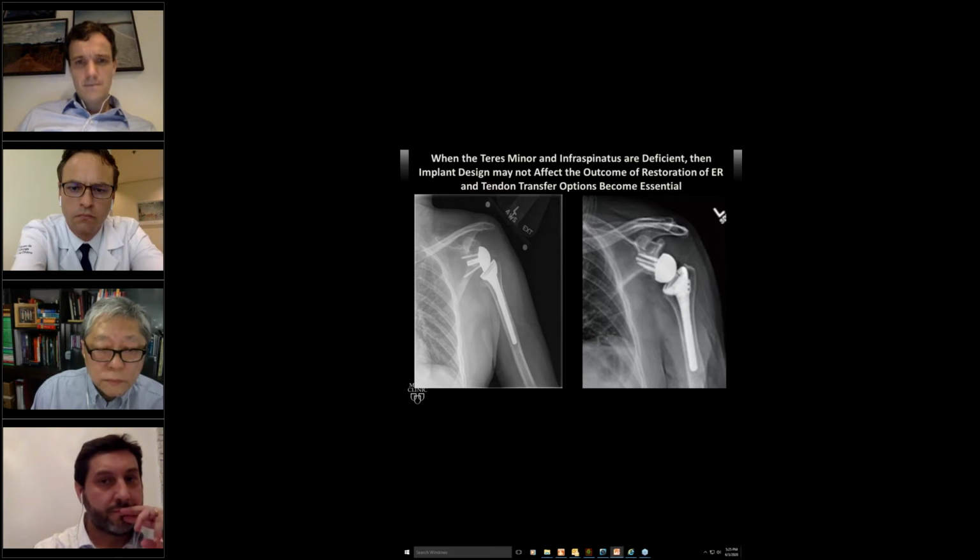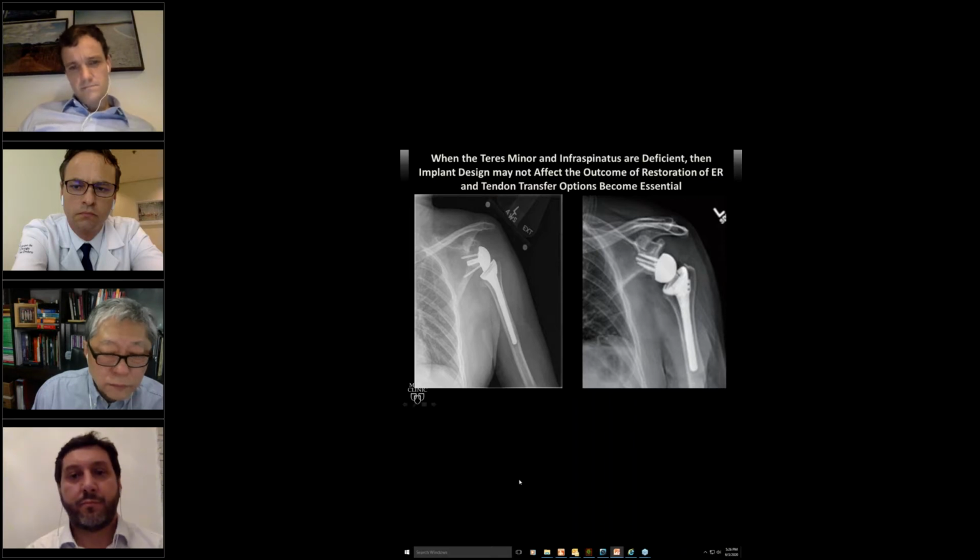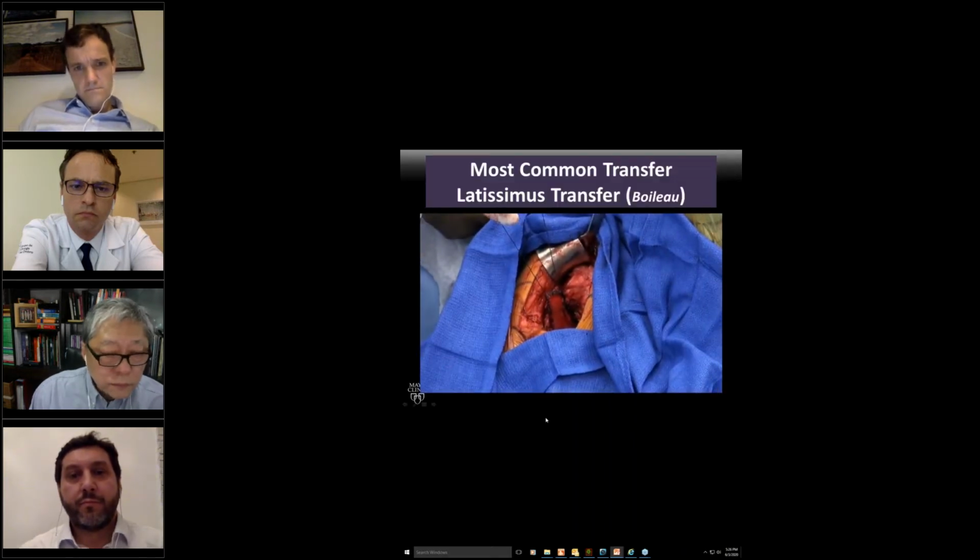So in these patients, the key for me is when you have real ER lag before surgery, and the patient has imaging showing that they don't have teres minor, you should not promise the patient external rotation just from the implant. You should tell them, hopefully the implant will give you external rotation, but it's not guaranteed. It's almost like what you talk about with subscap and internal rotation in implant. You cannot promise a patient internal rotation after reverse, even if you repair the subscap. And in my opinion, it's the same for ER with the implant if you don't have any external rotation before surgery.